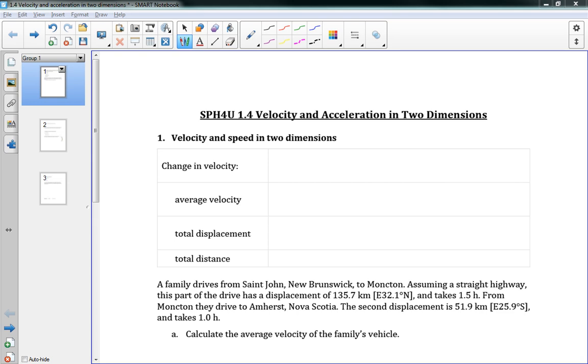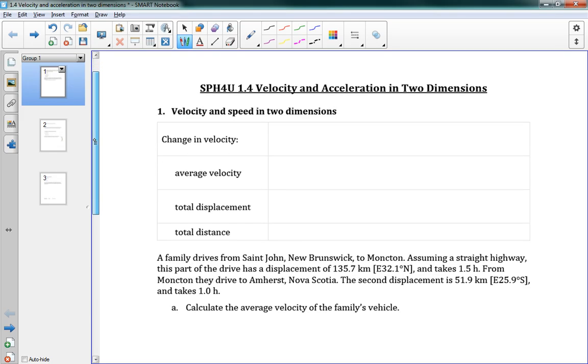Okay, welcome to 1.4 Velocity and Acceleration in Two Dimensions. So, last lesson we looked at displacement in two dimensions, now we're looking at velocity and acceleration.